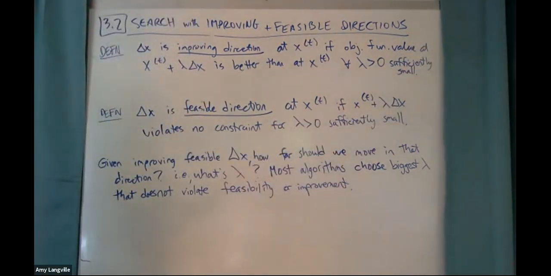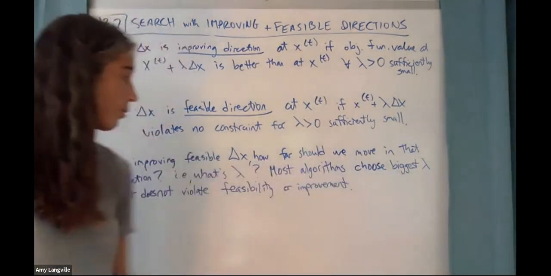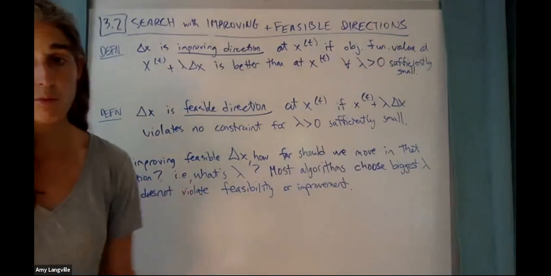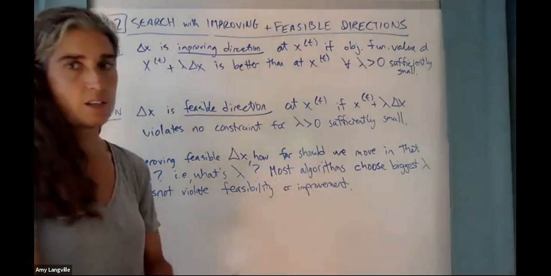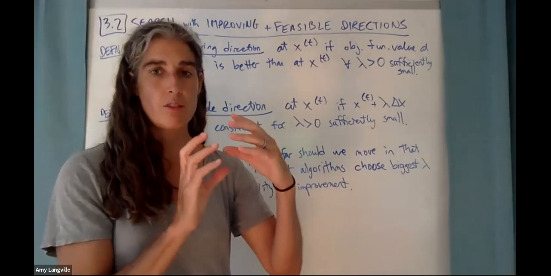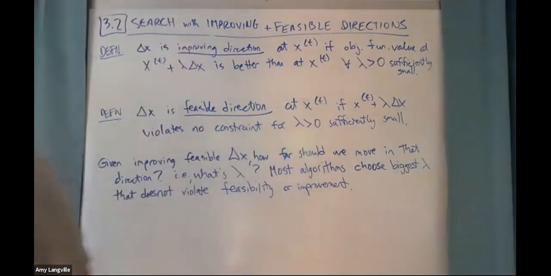Most algorithms are going to do a greedy approach. They're going to take the biggest lambda that still maintains feasibility and improvement, right? So go as far as you can. Back on our polytope, that little bigger polytope that I have, let me get it.